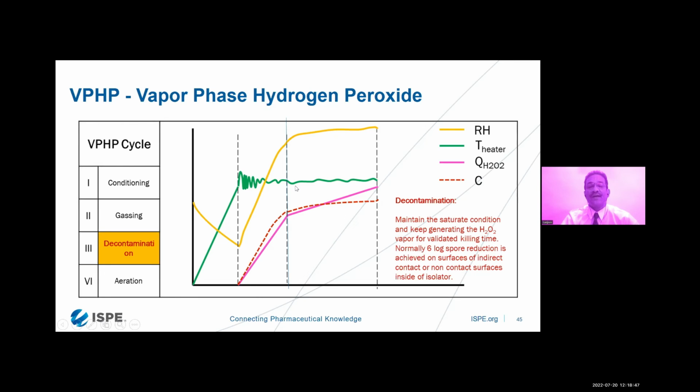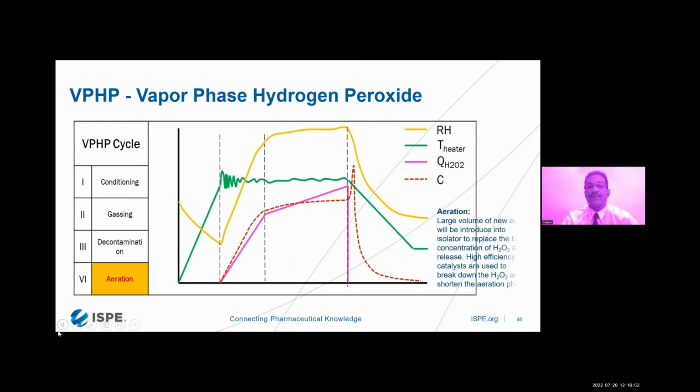Once your decontamination phase is over, it will go to the next phase, called the aeration phase, wherein a large volume of new air will be introduced inside the chamber. And here you can see the curve has started going downwards. This will be the air which will be replacing the VHP inside the chamber, and the VHP will be going through the exhaust. With the help of a catalyst filter, it will get neutralized. So this is how the VHP cycle runs.